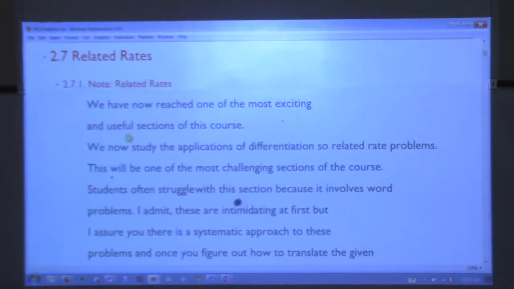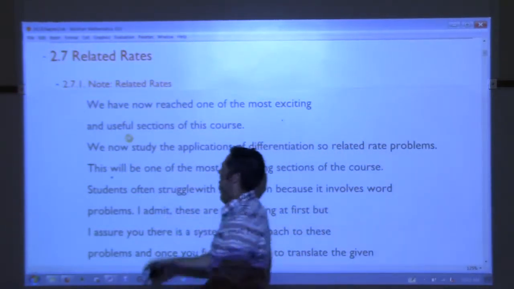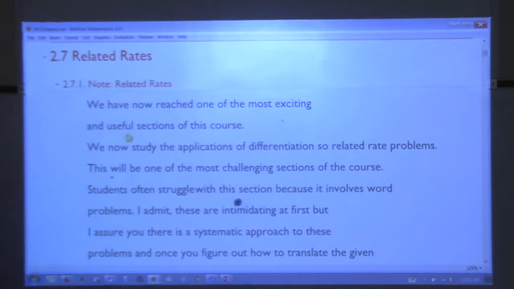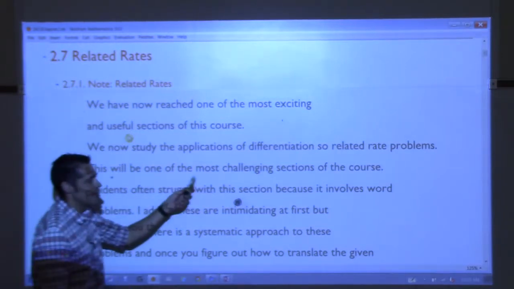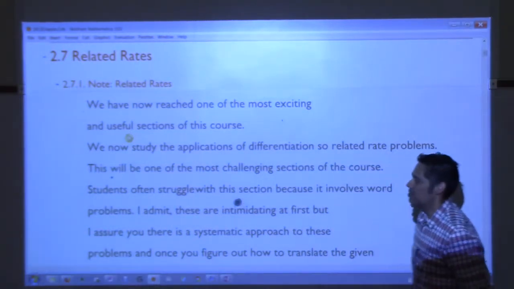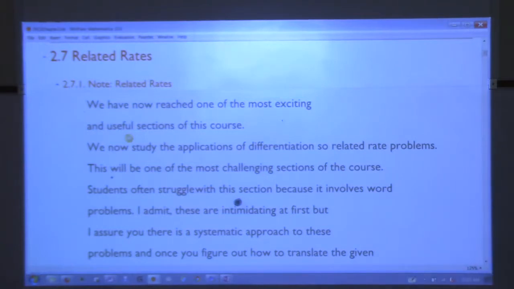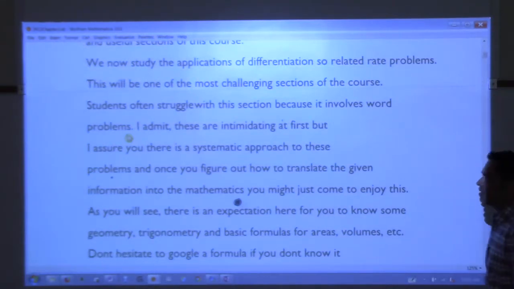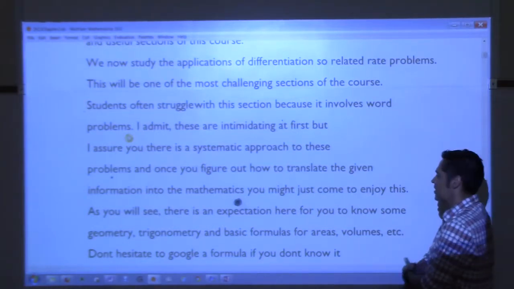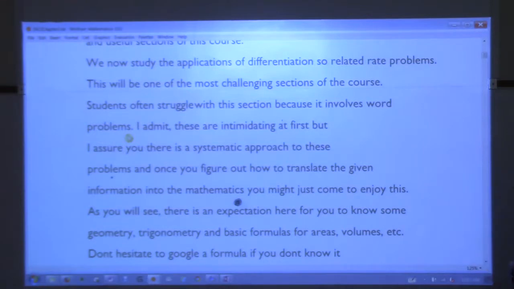Now, I don't want to read all of this, but it says we've reached one of the most exciting sections in the class. We now study applications of related rate problems. It's one of the most challenging sections of the course. Students often struggle with this section because it involves word problems. I admit these are intimidating at first. I assure you that there is a systematic approach to these problems, and once you figure out how to translate the given information into mathematics, you might just come to enjoy this a little bit.